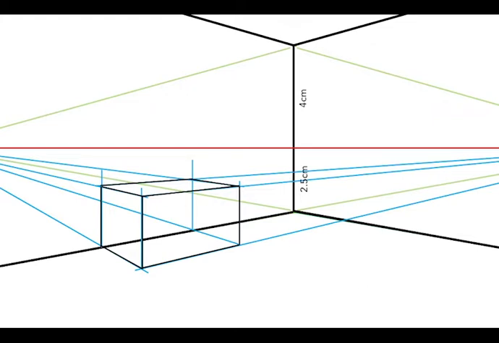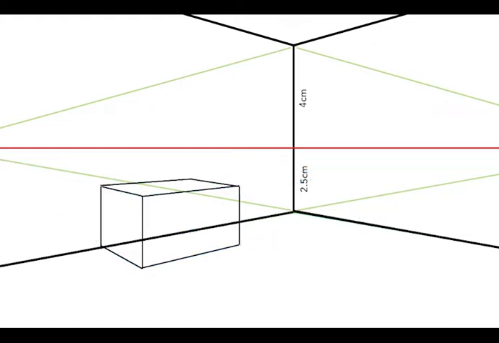Okay, there you have it. So if I turn off the construction lines, you have a cabinet. Of course, you can also erase the line here, which is the edge of the wall and the floor and dress up your cabinet.